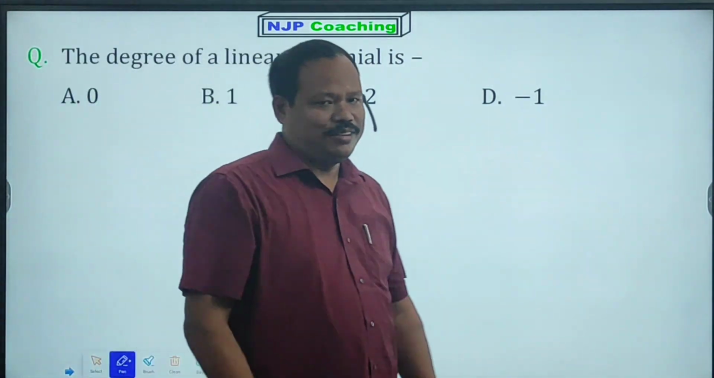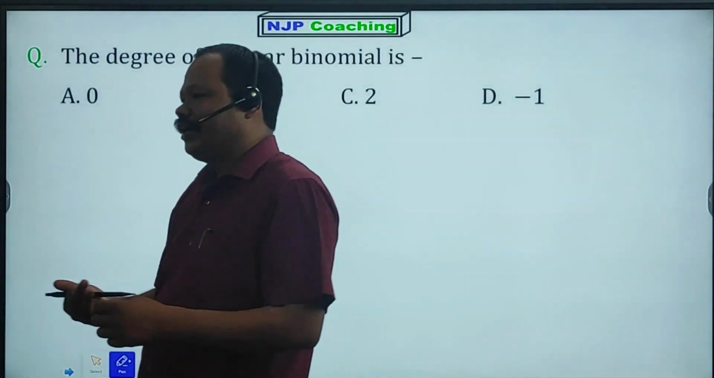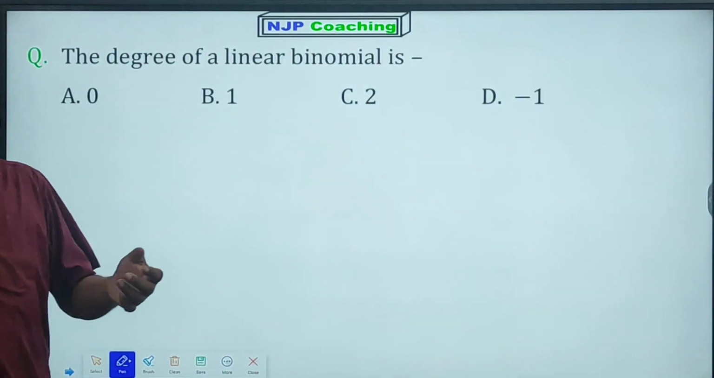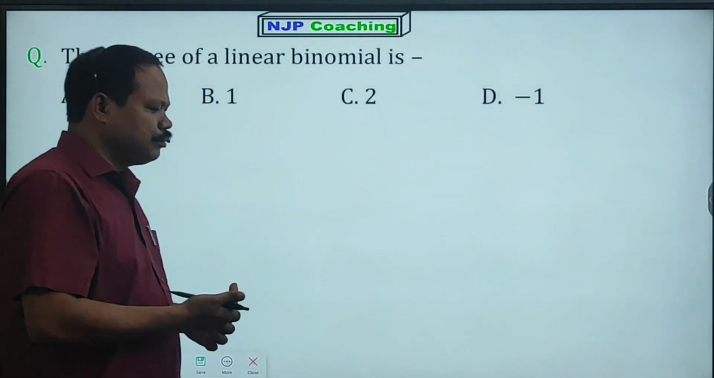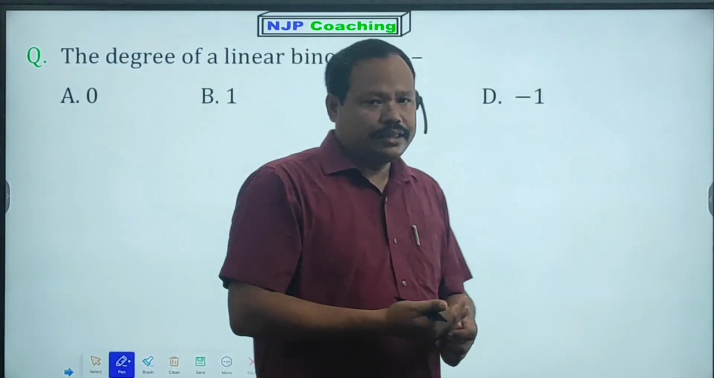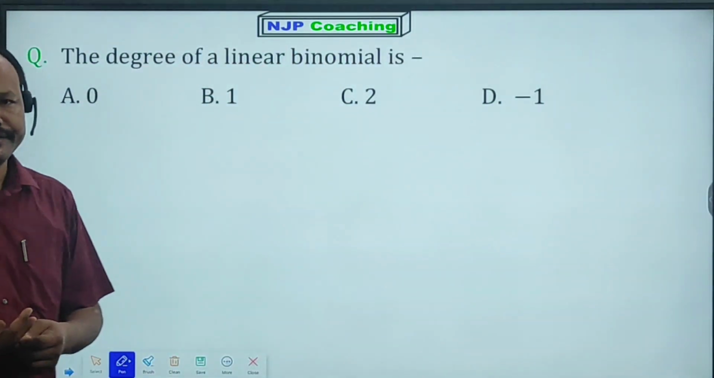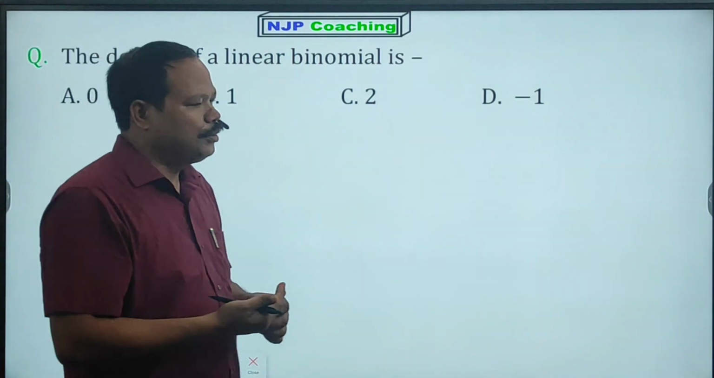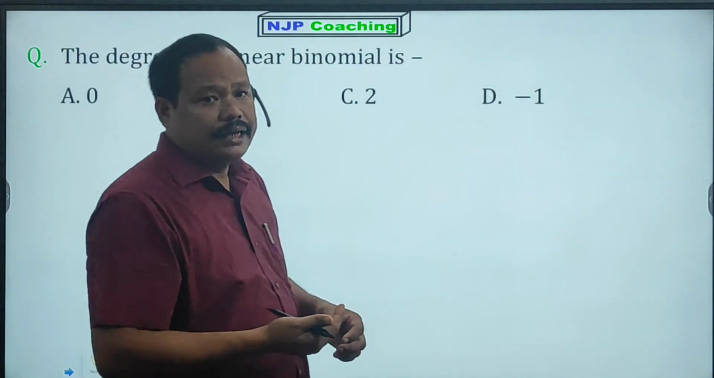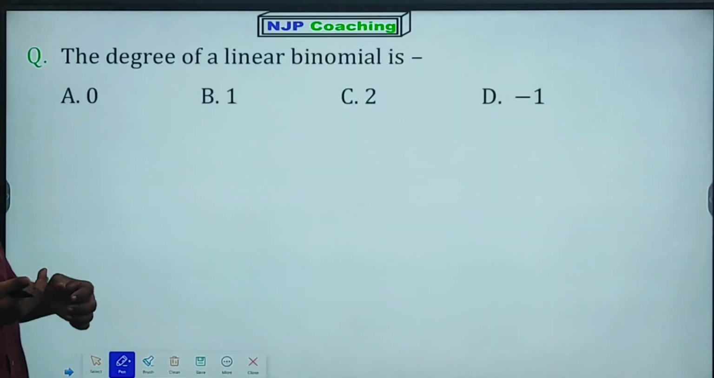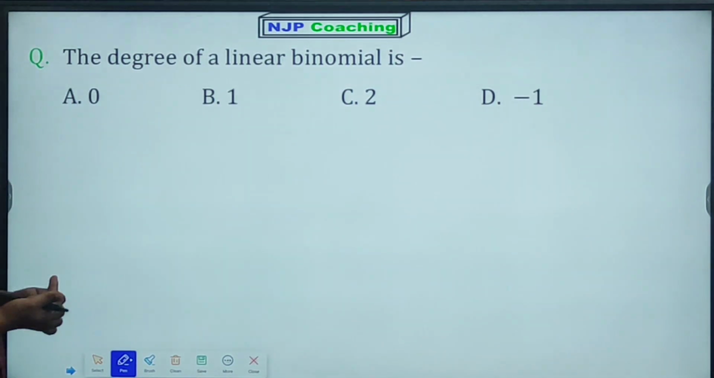Linear binomial. Do not get confused about this. What is a binomial? Binomial means number of terms is 2. The number of terms may be 2, 3, 4, anything, but the degree of a polynomial does not depend on the number of terms. Degree depends on the power of the variable, the highest power of the variable.